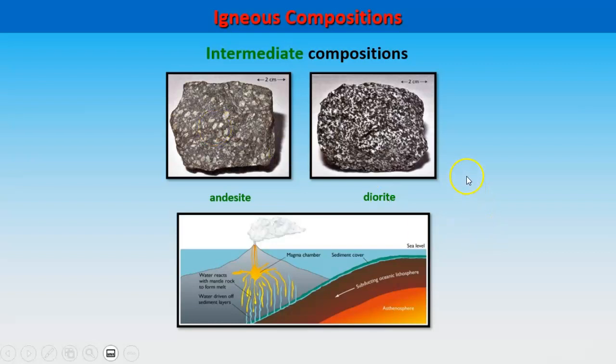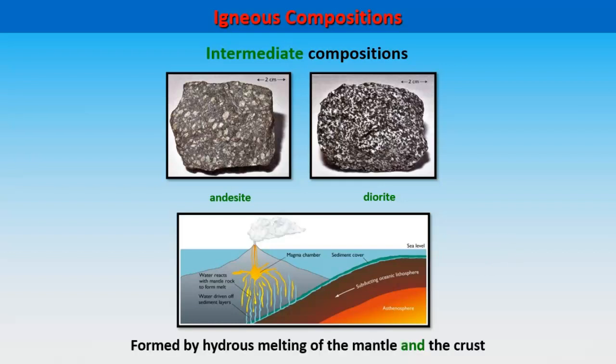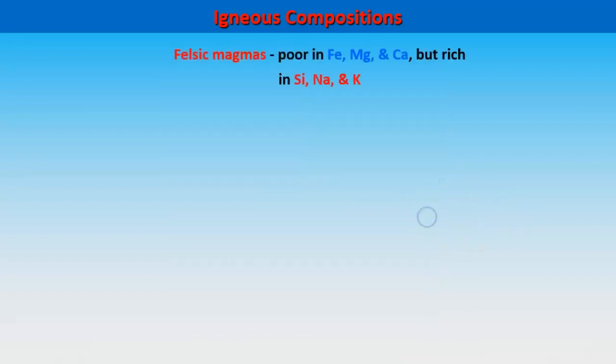And how do we get intermediate rocks? Well, it's a mix of the mafic magma and a felsic magma. And so we can get that at subduction zones. This is where we have molten material created in the mantle, which is mafic, and as it rises up, it interacts with a felsic continental crust, and it can make an intermediate version of my igneous rocks.